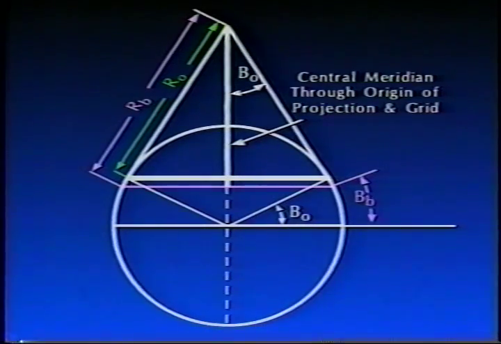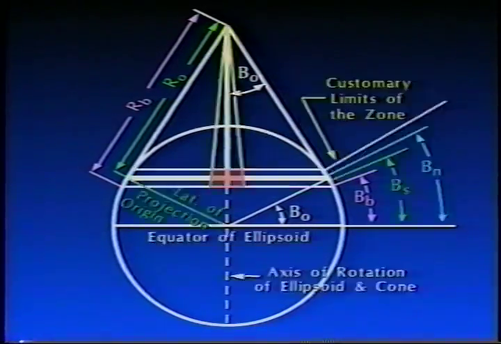It is a tabled constant for each zone. Next, we see the customary north-south limits of the grid and the customary east-west limits of the grid illustrated. These limits are customary only when there is a good reason for doing so. The grid may be expanded beyond them.